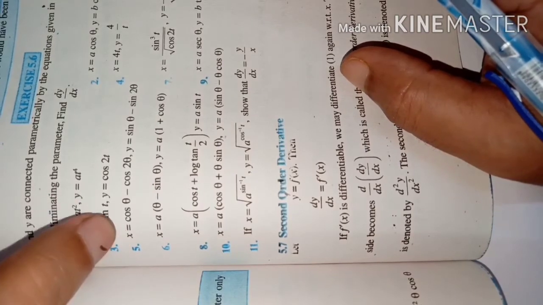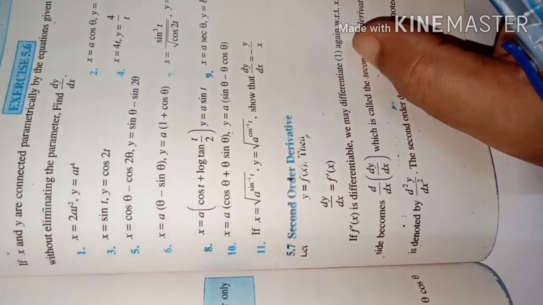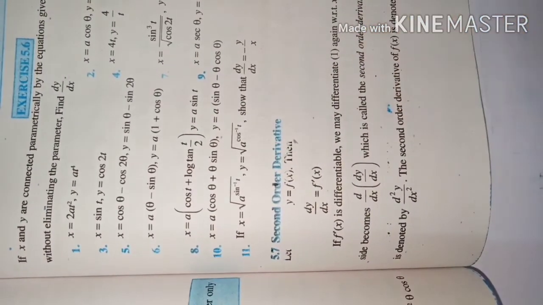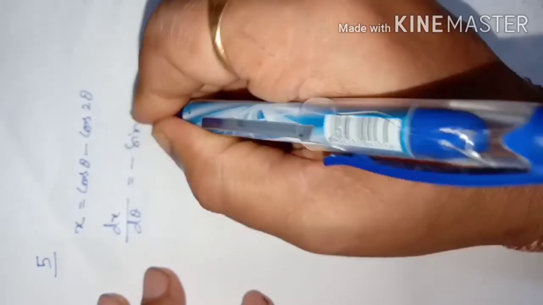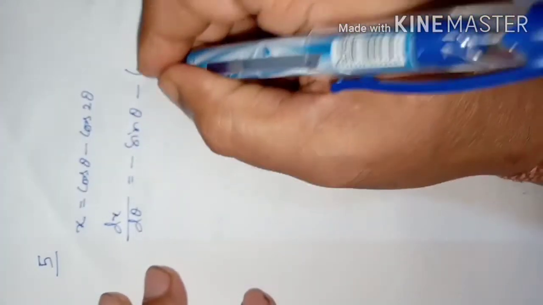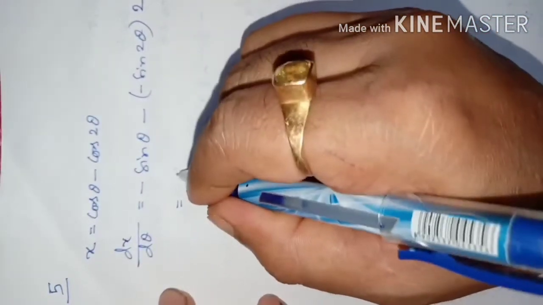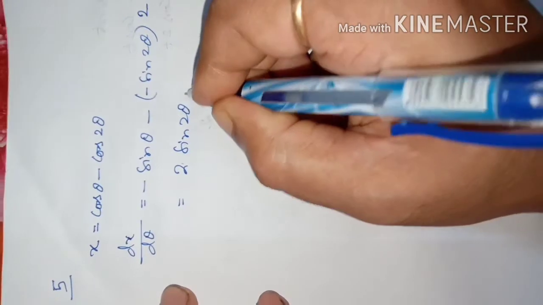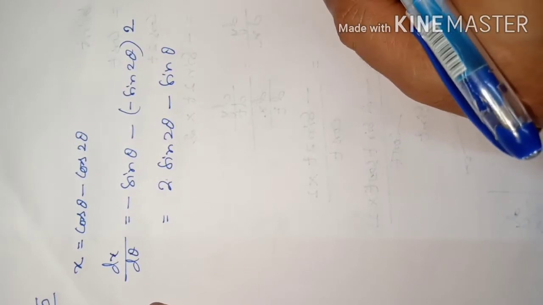See question number 5. x equal to cos theta minus cos 2 theta, y equal to sin theta minus sin 2 theta. Let us find out dx by d theta and dy by d theta first. So here you see dx by d theta is equal to cos theta's derivative, minus sin theta, minus cos 2 theta is minus sin 2 theta. Also 2 theta's derivative is 2. So that means it will be minus minus plus 2 sin 2 theta minus sin theta. That is dx by d theta.